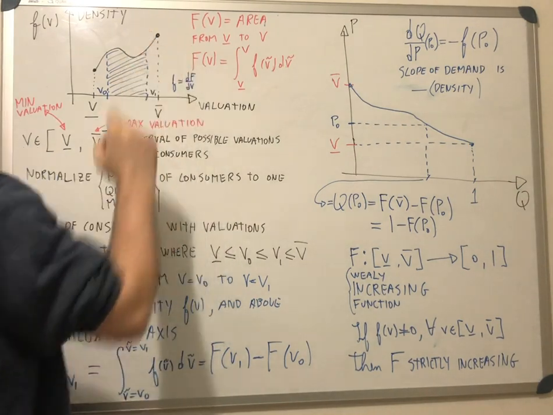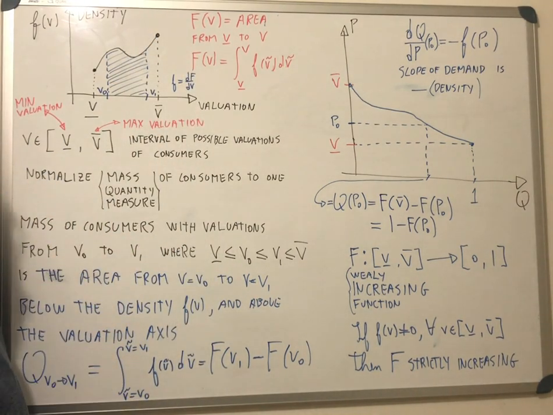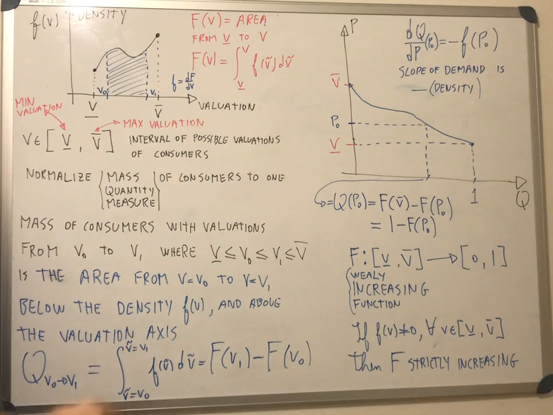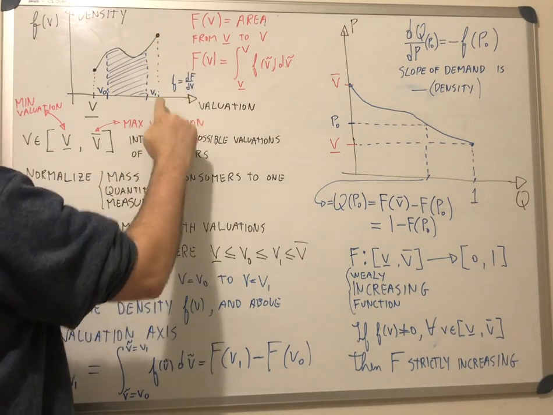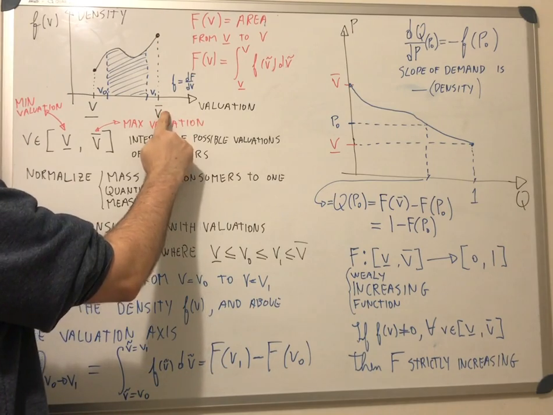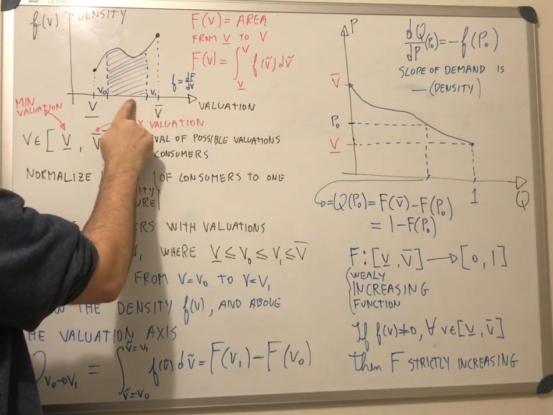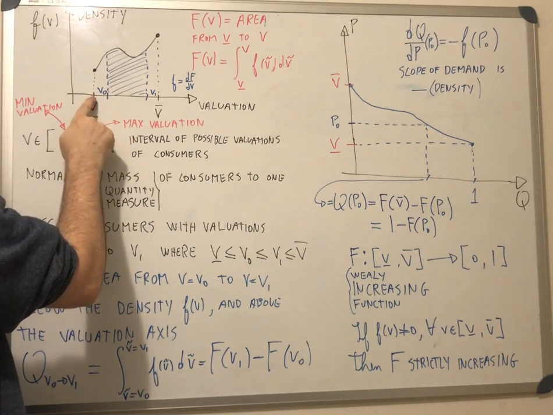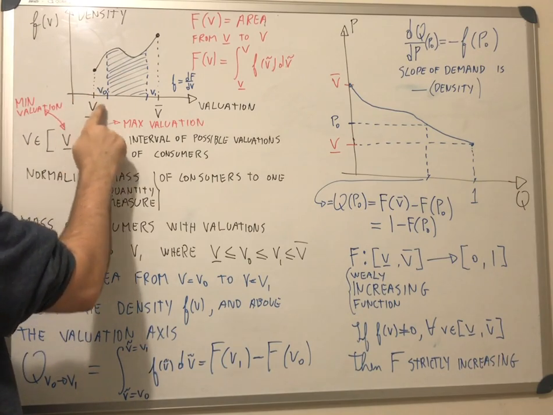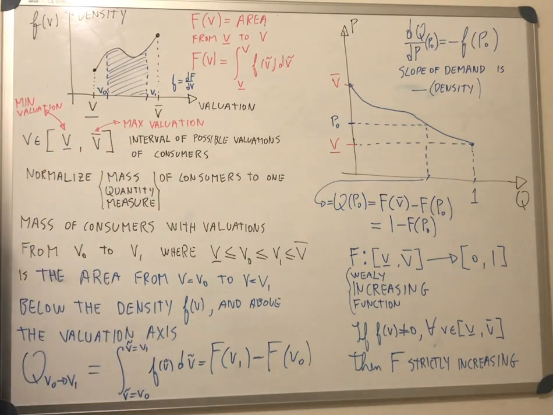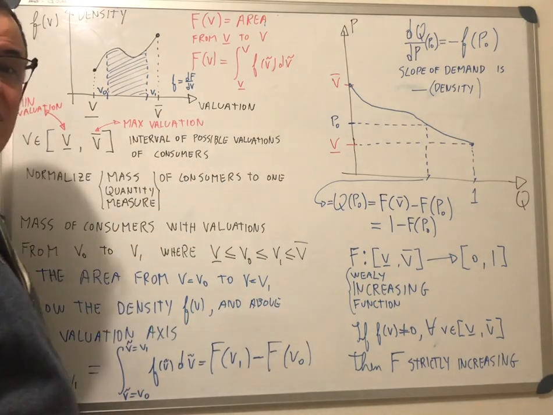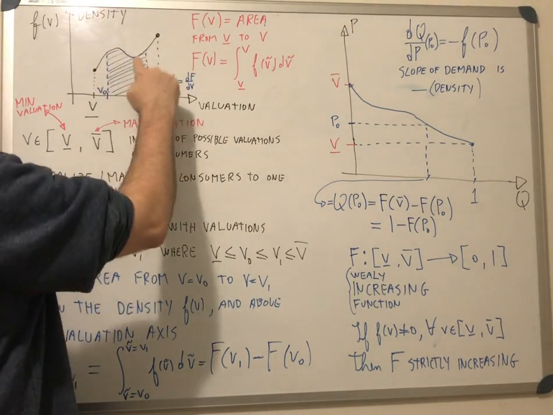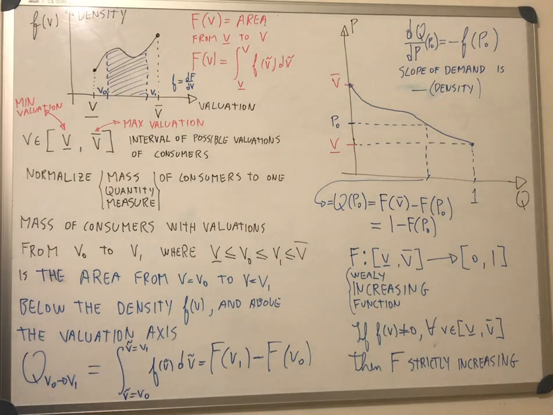The height measures approximately how many consumers have each possible valuation from this level to this level here. So lots of consumers have valuations close to V upper bar. Not many consumers have valuations around here. Then more consumers have valuations like this, and I think the minimum is here. So very few consumers have valuations close to the minimum valuation. This is just an example, of course. You could have a flat function here, or a decreasing and increasing one. This is just a general example of valuations.